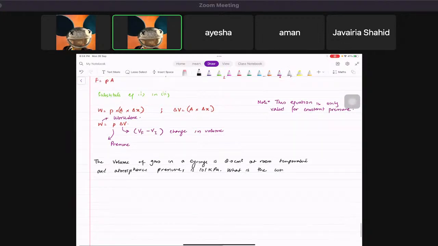It asks, what is the work done by the gas when it is heated by expanding to 6.0 centimeter cube. All right.